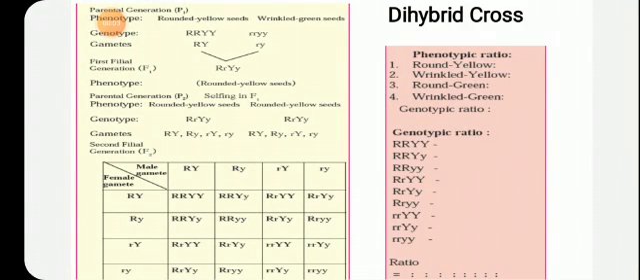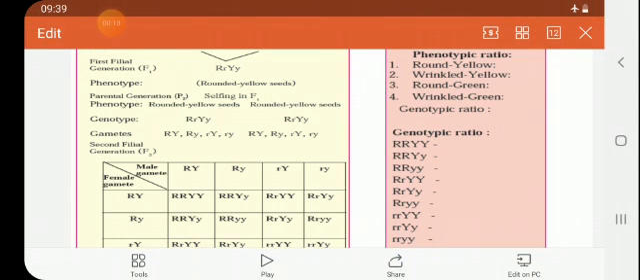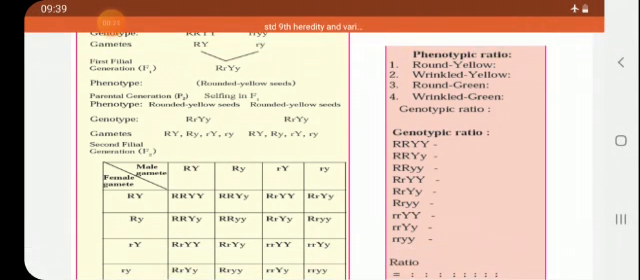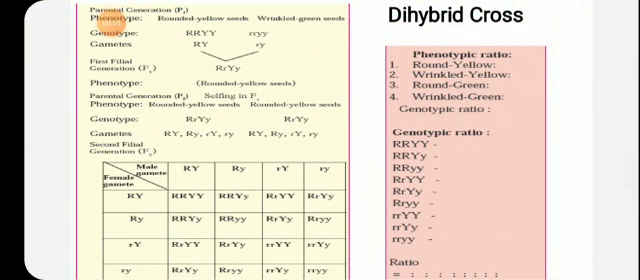Children, in the dihybrid cross, Mendel considered two characteristics: the color of the seed and the shape of the seed. In the dominant character he had taken round and yellow seeds, while in the recessive character he had taken wrinkled and green seeds. So for that, just go through the table.